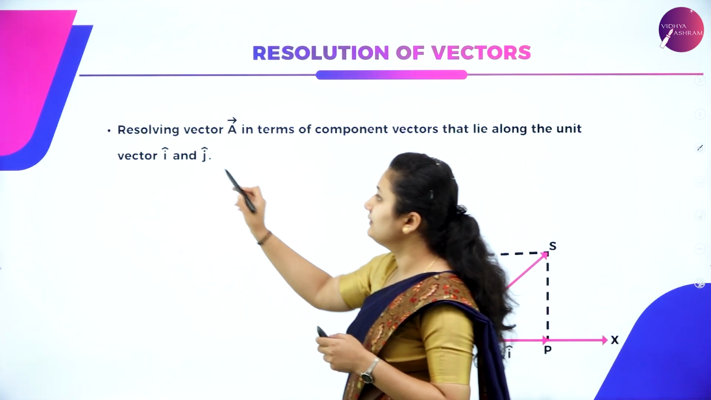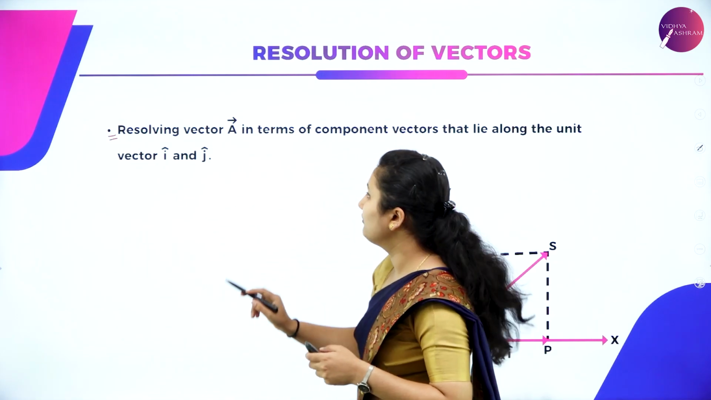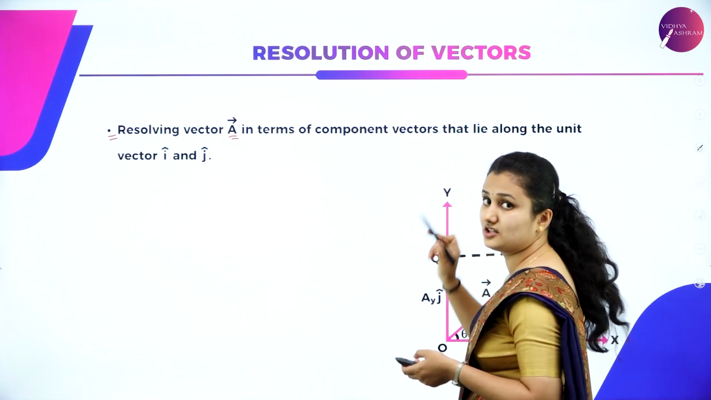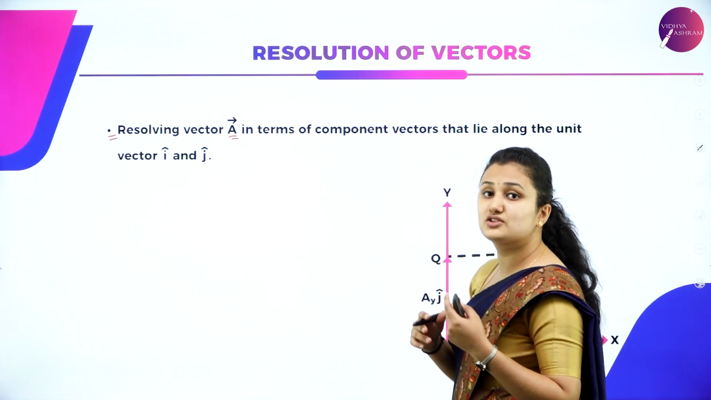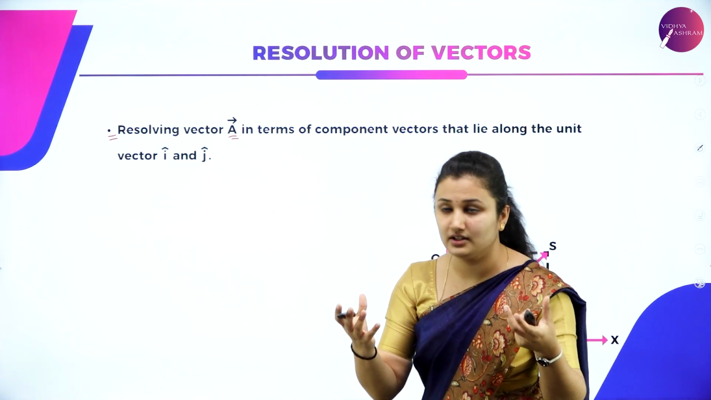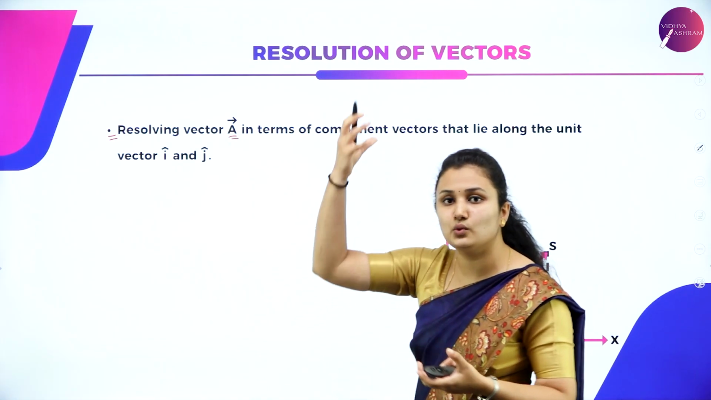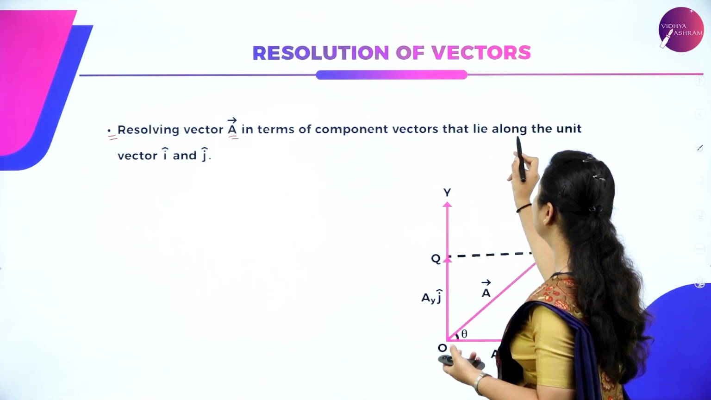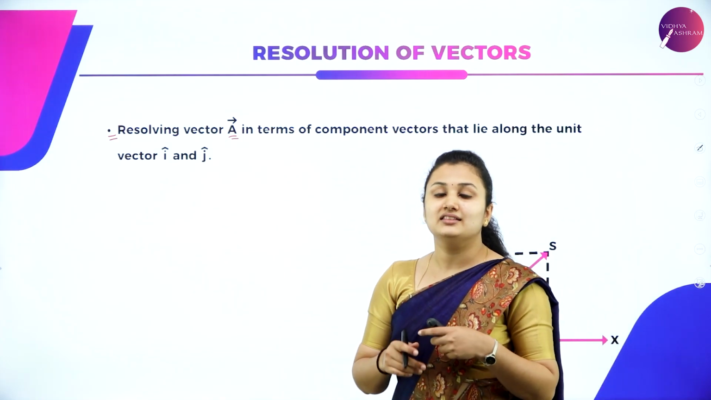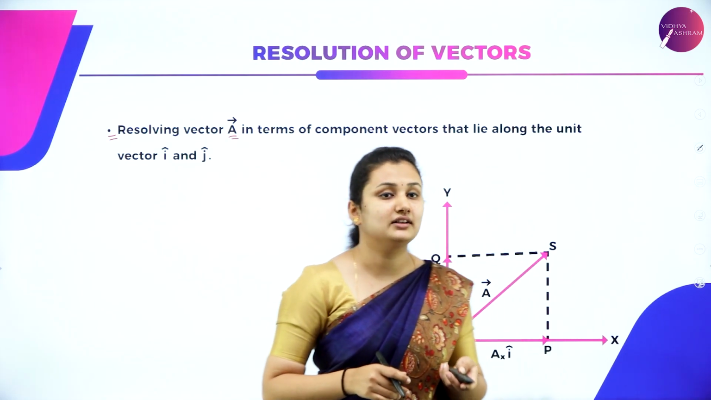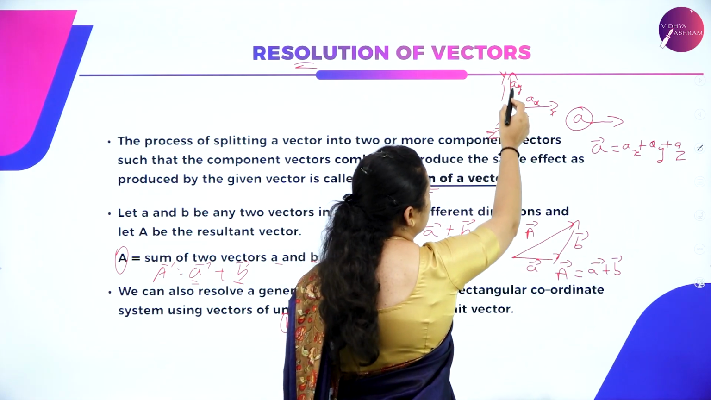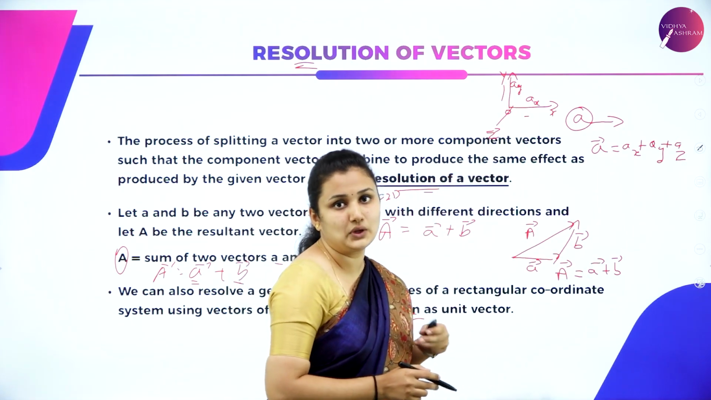Next, we have a small derivation where we have to find out how to resolve vector A in terms of component vectors. If we have vector A, we have to find its components along the x-axis and y-axis, the component vectors that lie along the unit vectors i and j. Whenever we talk about a vector, it has both magnitude and direction. So look at the example here: acceleration of the body along x, y is given. If you have 3D, then z will be included.